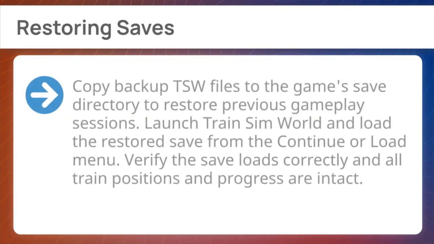Next, restoring saves. Copy backup TSW files to the game's save directory to restore previous gameplay sessions. Launch Train Sim World and load the restored save from the Continue or Load menu. Verify the save loads correctly and all train positions and progress are intact.